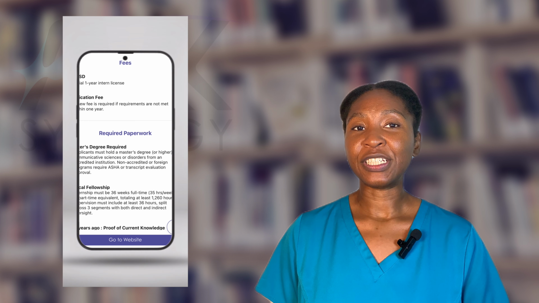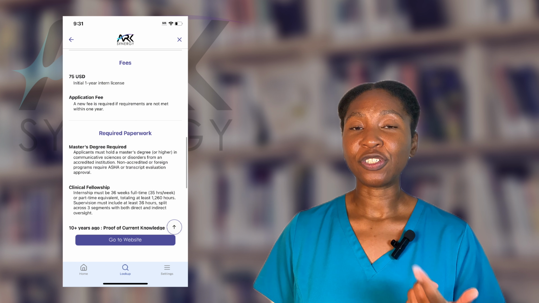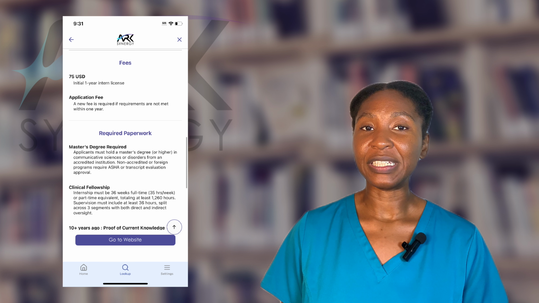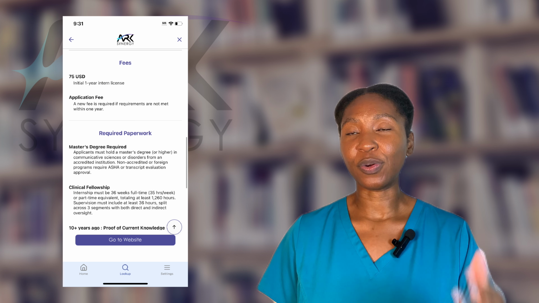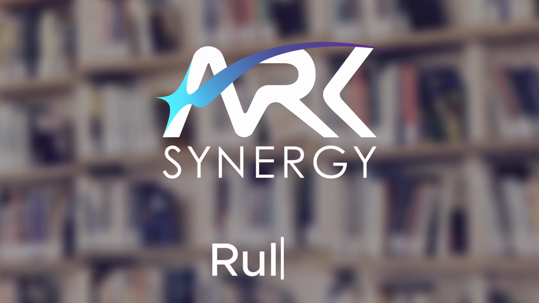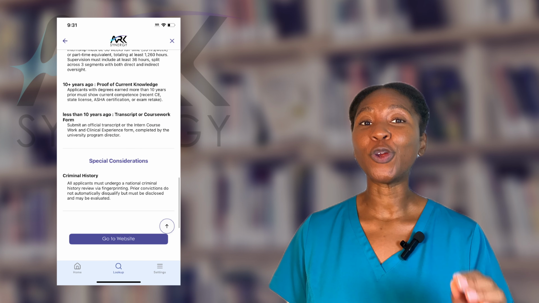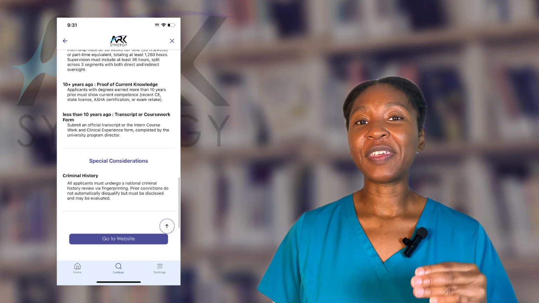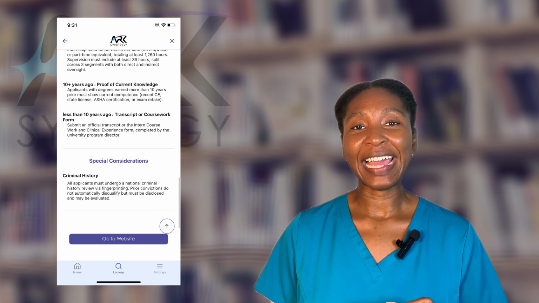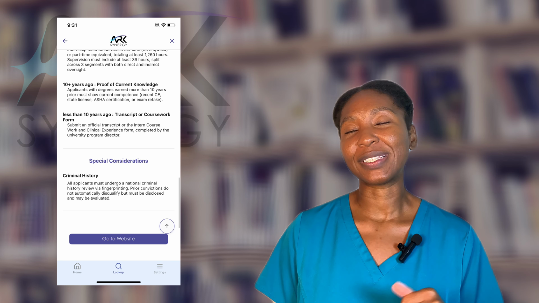The fee for the initial 1 year intern license, again, is $75. If internship requirements are not met within 1 year, a new application fee is required to renew the license. SLP interns must complete 10 continuing education hours per renewal period. So this includes 1 hour in ethics. So if it takes you longer than a year to complete your CF.